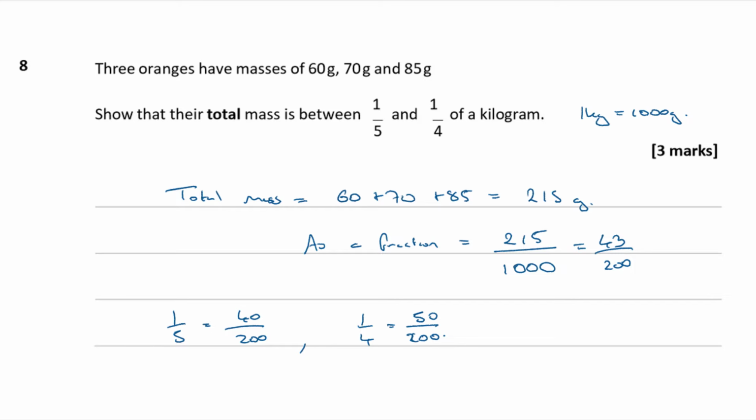So I'm just going to say that 40 over 200 is less than 43 over 200, which is less than 50 over 200. Okay, so that does work, doesn't it? So it does lie between. So yes, it lies between a fifth and a quarter.